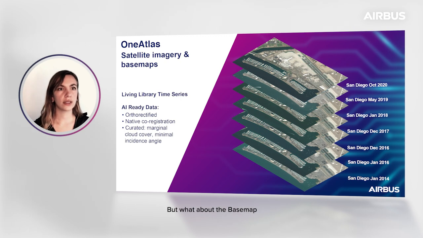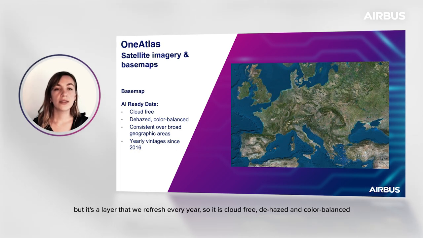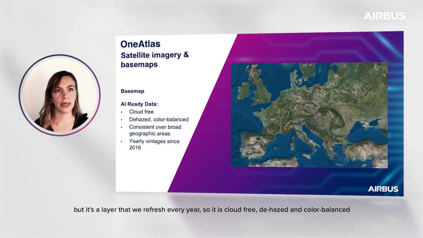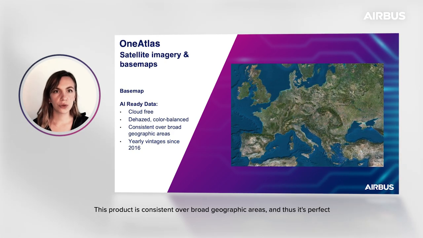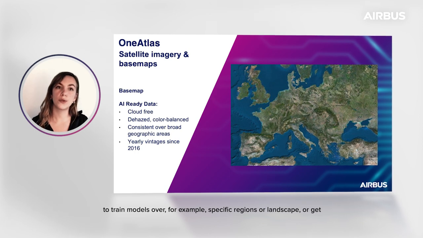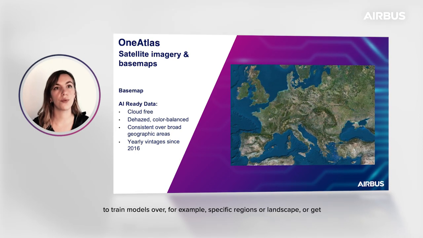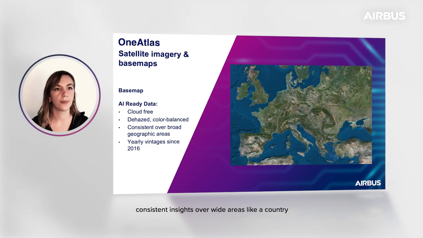But what about the base map now? The base map is a global curated layer made of SPOT and Pleiades data as well, but it's a layer that we refresh every year. So it is cloud-free, dehazed, and color balanced. This product is consistent over broad geographic areas, and thus it's perfect to train models over, for example, specific regions or landscapes, or get consistent insights over wide areas like a country.